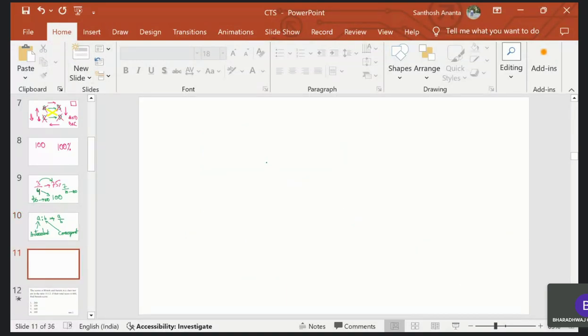Now coming to the types of ratios. How many types of ratios are there? Total there are 6 types of ratios. First one is a duplicate ratio. In the examination, there is a chance of asking this question. Find the duplicate ratio of A is to B. The duplicate ratio of A is to B is A square is to B square.